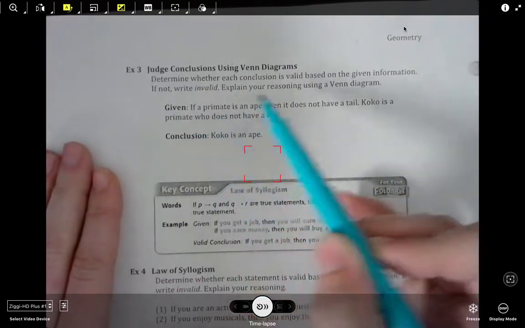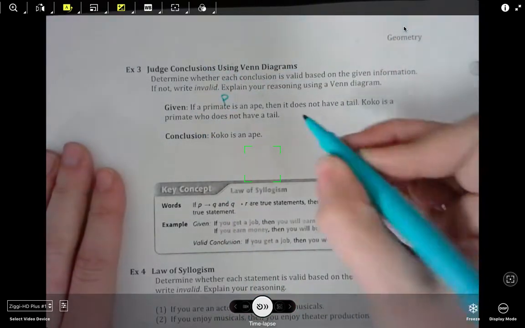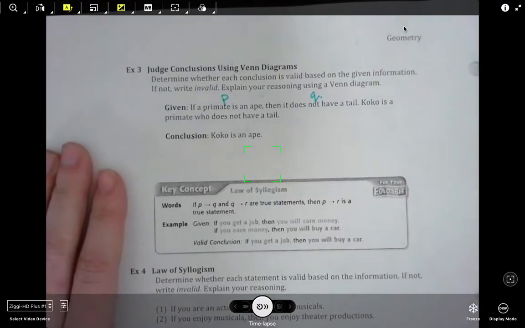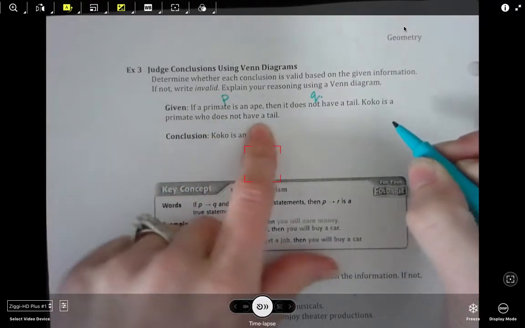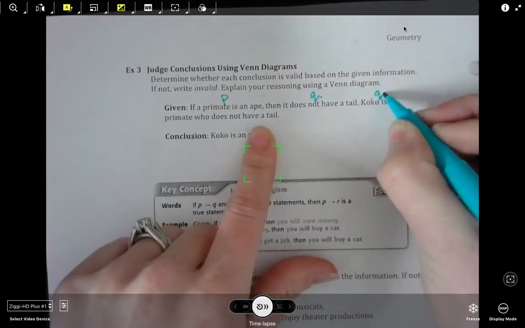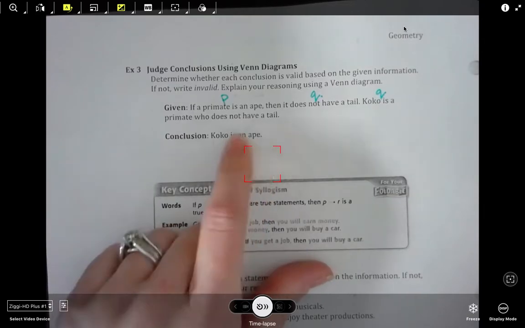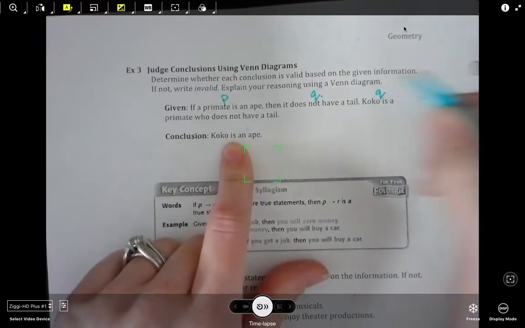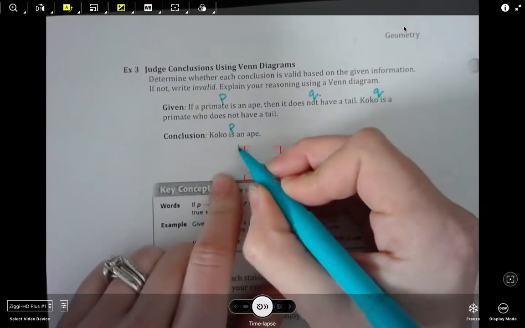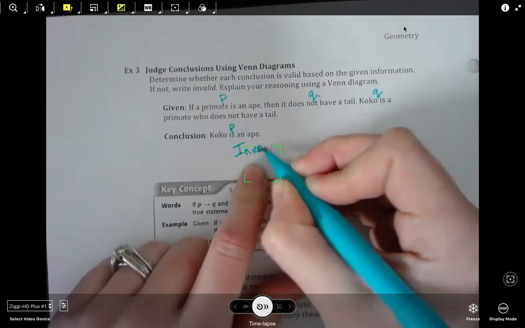Okay, if a primate is an ape, P, then it does not have a tail, Q. Coco is a primate that does not have a tail. That's statement Q again. So Coco is an ape. That's again like the converse thing. We don't necessarily know that that is true.